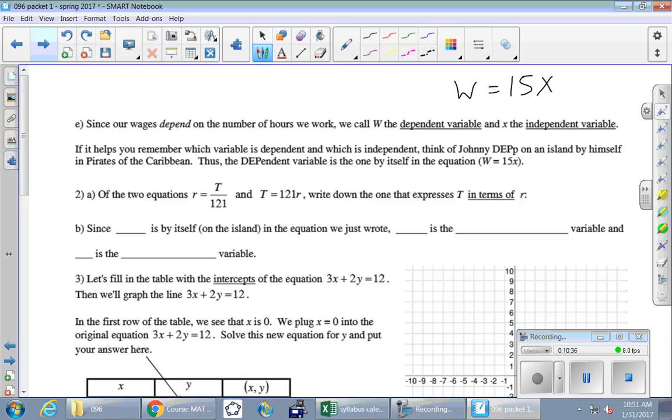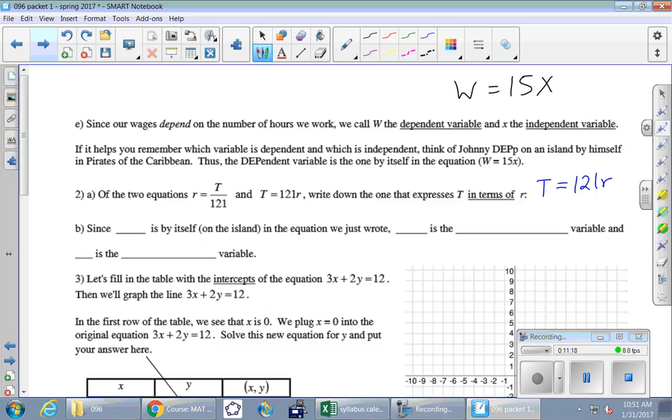So coming to these two equations here, R equals T over 121 and T equals 121R. Both equations are representing the same exact thing, and I don't even need to tell you what T and R represent. Can you copy one of those equations that expresses T in terms of R? T in terms of R. Does that mean R is by itself or T is by itself? Which one is it here? T equals, right? It's kind of the same thing. Yes, T depends on R is another synonym.